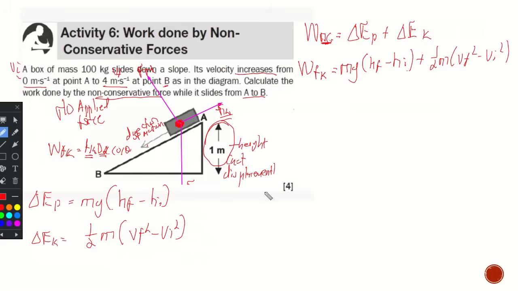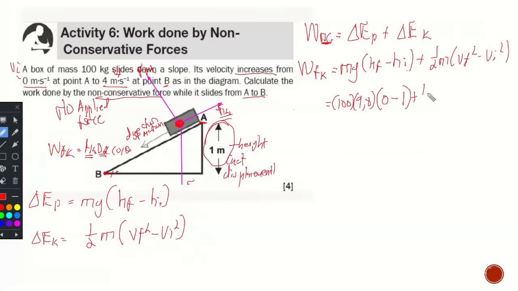So that's not delta x. Okay, so now we're going to have our mass is 100 kg, gravitational acceleration 9.8. What is the height finally, meaning the height at point B? At point B, obviously it's on the ground, so that means there is no relative height, so that will be 0. But then what is the height initial? When it's at point A, the height is 1 meter, so we're going to put 1.